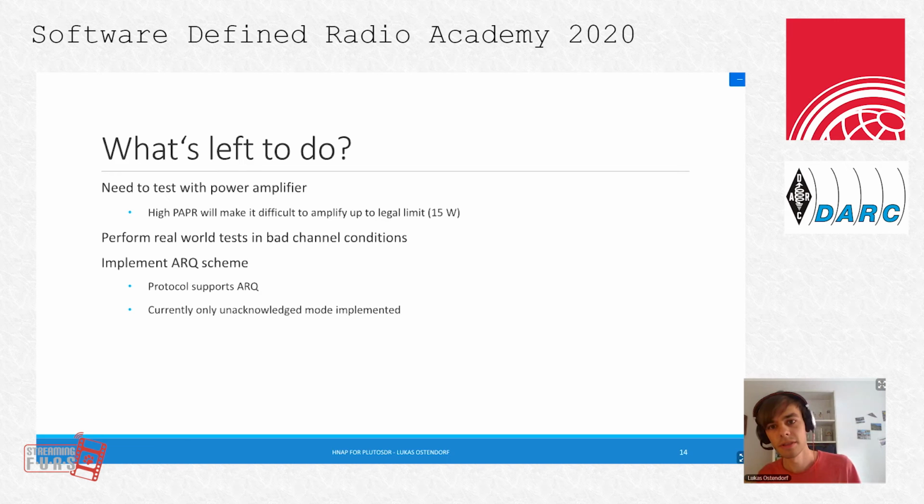Now, finally, at the end, what's left to do? What do we still have to do? Sadly, we could not perform any tests in the real world with a power amplifier. This could be an issue, or this could be difficult because we use OFDM in the end, and OFDM comes with a very high peak-to-average power ratio. This means we have to use linear amplifiers, and we also have to operate them far from the peak output power. So it will be hard to really get up to the legal limit in terms of power.